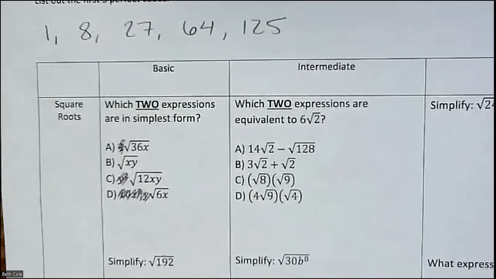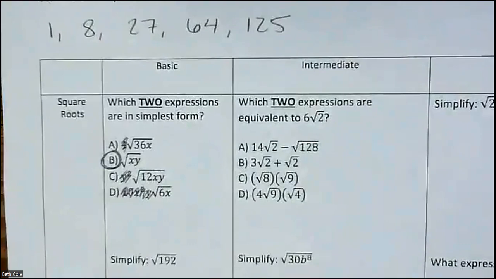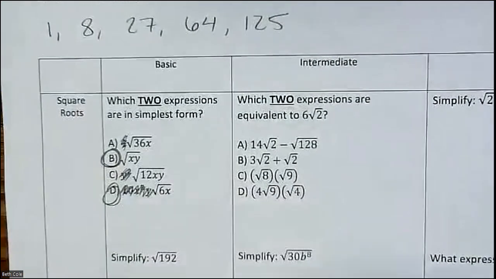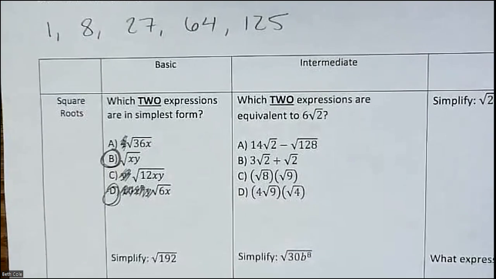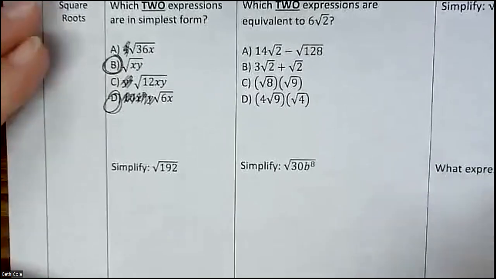Does anyone think they see one of them? That's as simple as it gets. B is one of them. It's just x, y. You can't do anything to that. And then 6x. 6 is too small of a number to do anything with. And then just the x. So those are in simplest form.